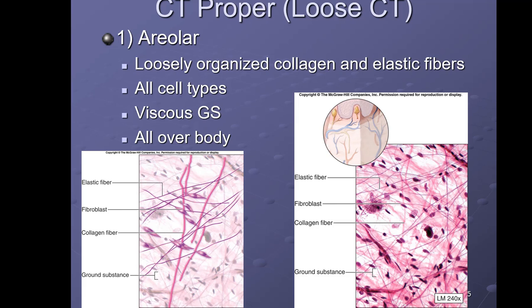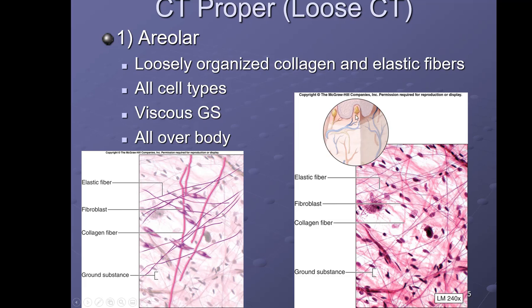So lots of different fibers. They're loosely arranged. This is a great picture of it right here. This is a great microscope slide. It's found in a lot of different places all over the body, but one of the places that is shown here is the dermis of the skin.